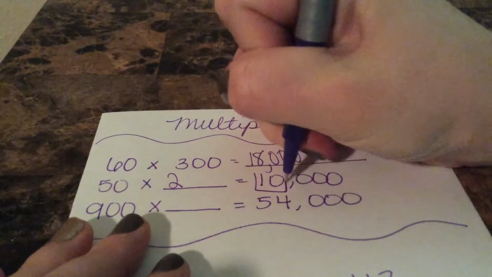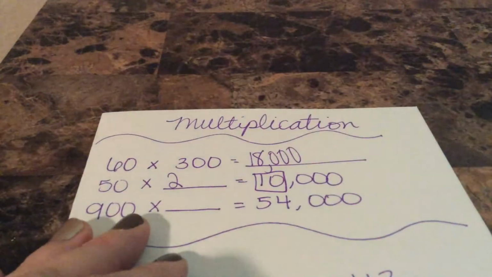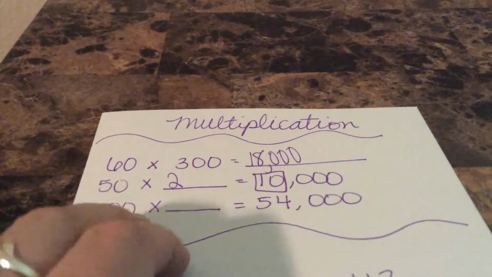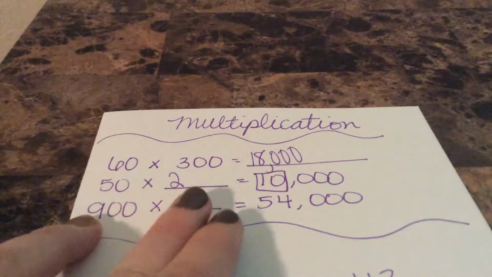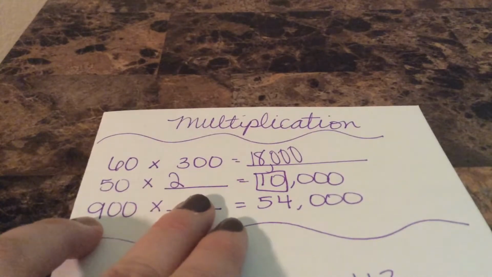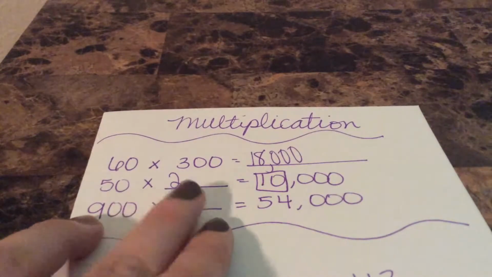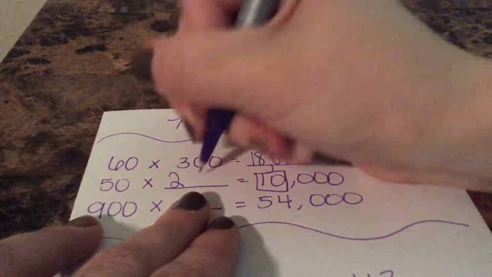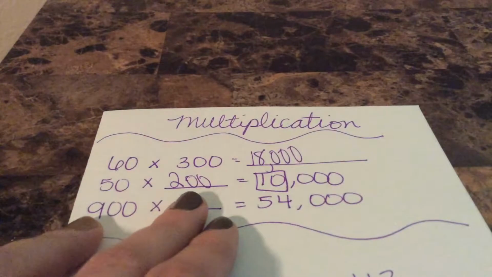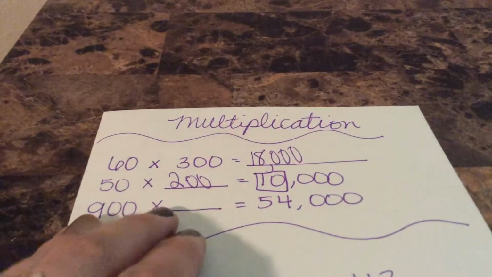I always box off this number because the 0 can get a bit confusing. We're going to say we had 1 zero here. We are not sure how many go here, and our answer has 3 zeros at the end. So if I have 1 here, blank, 3, I'll need 2. 50 times 200 is 10,000.